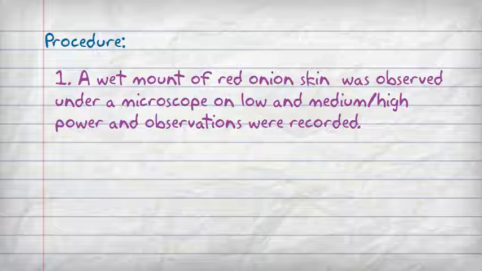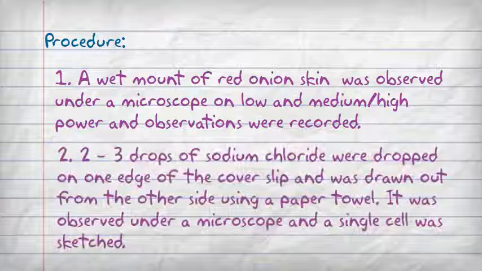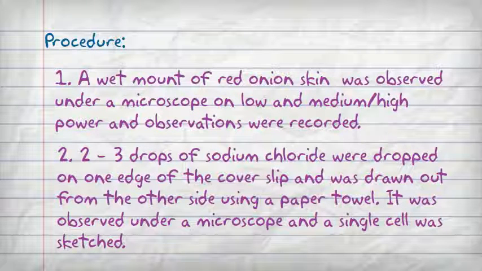Procedure: a wet mount of red onion skin was observed under a microscope on low and medium/high power, and observations were recorded. 2 to 3 drops of sodium chloride were dropped on one edge of the cover slip, and it was drawn out from the other side using a paper towel.